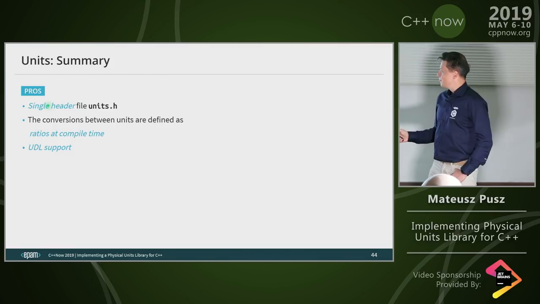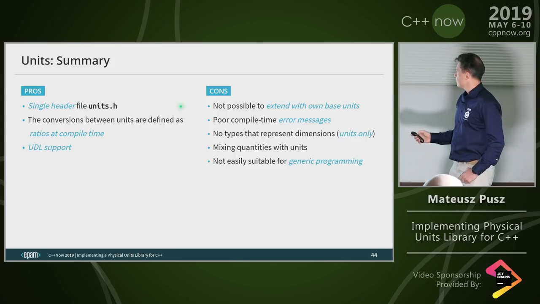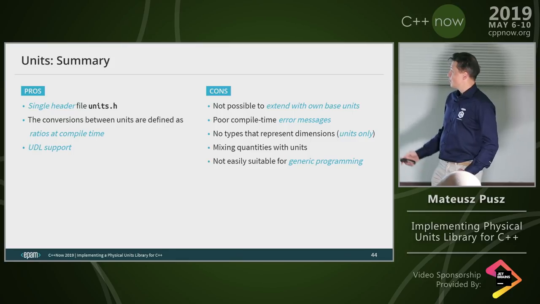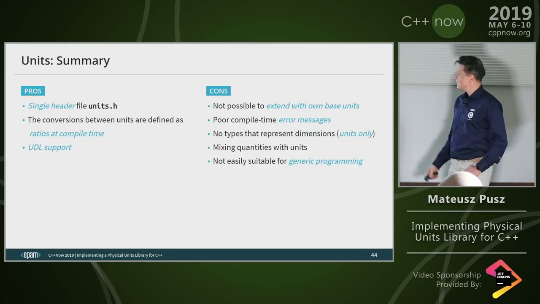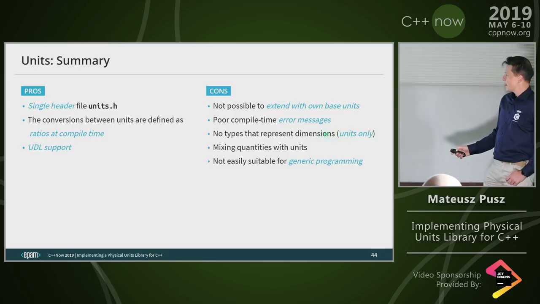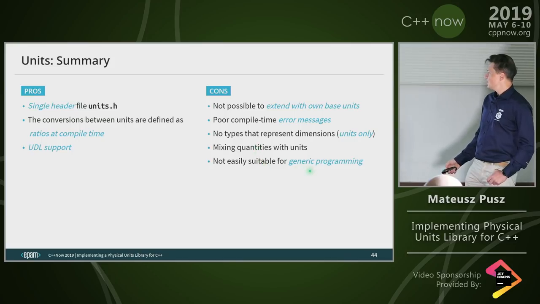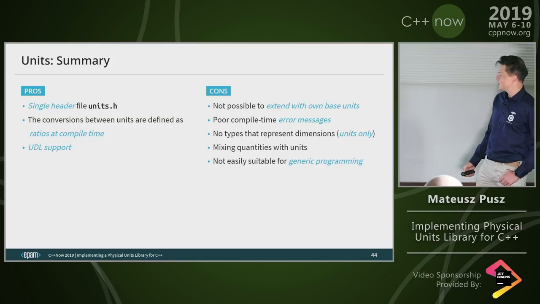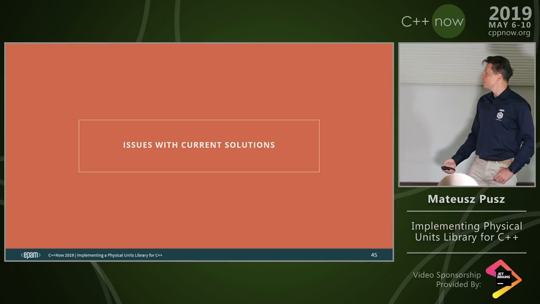Good things: one header, compile time, UDL support. Bad things: it's hard to extend it with base units, you will see later on why. Poor compile time error messages, the same as Boost. You'll see also the examples later on. There is no representation for dimensions, there are only units. And we are mixing quantities with units, we don't know exactly what we are talking about. And it's not easy to use for generic programming because of those static asserts and the lack of possibility to provide partial specializations for specific dimensions. Because it basically doesn't have dimensions, it has units only.